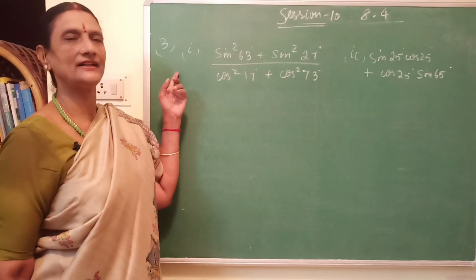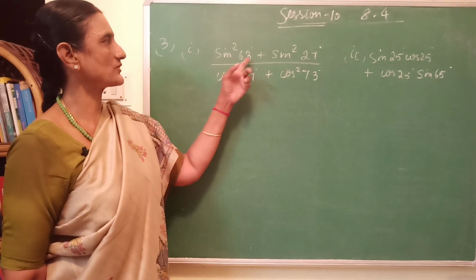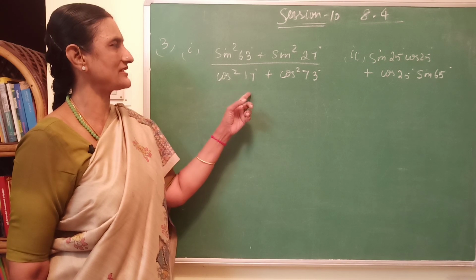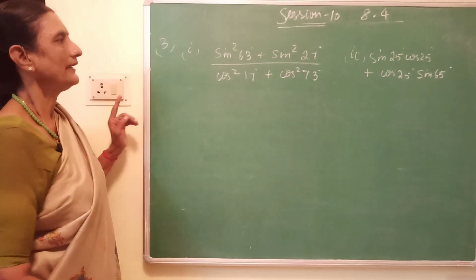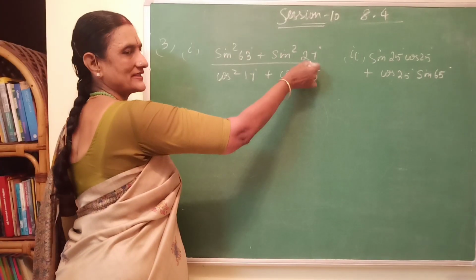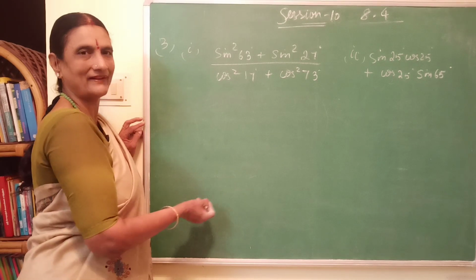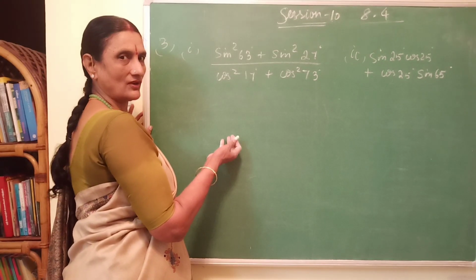We'll take down the third sum. There are two subdivisions in it. The first one, sin squared 63 plus sin squared 27 degrees divided by cos squared 17 plus cos squared 73, we will work out now. If you notice, 63 and 27 are complementary. 17 and 73 are also complementary. So we have to apply the complementary relationship in this sum in order to solve it.